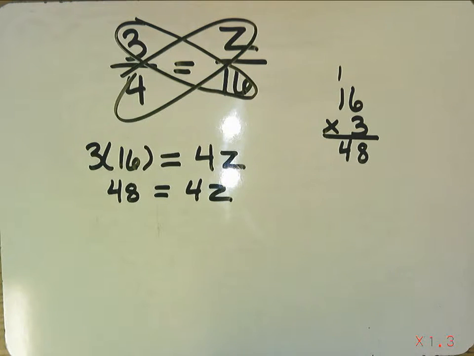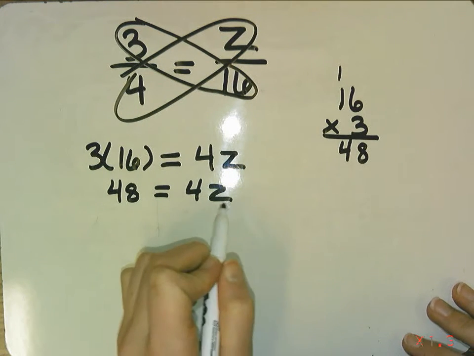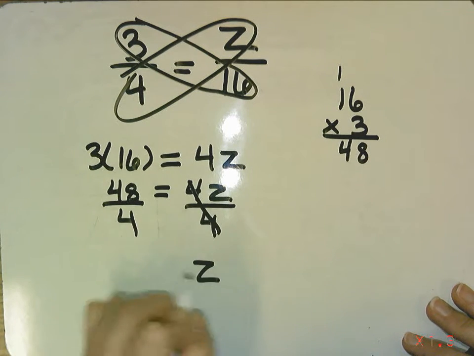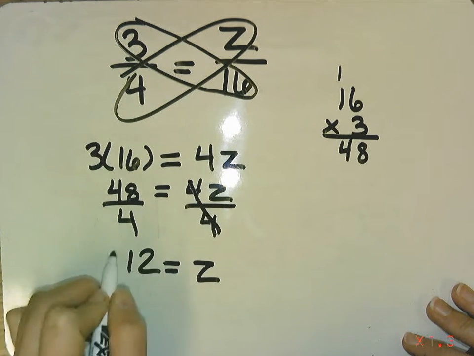So now this is pretty simple. All I need to do to solve for z is divide both sides by 4. And I end up with z is equal to 12.